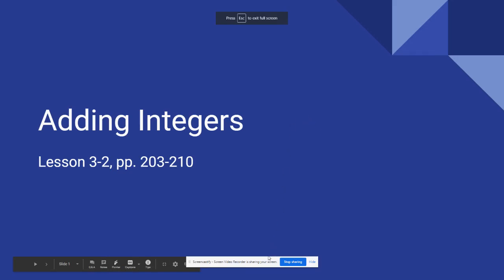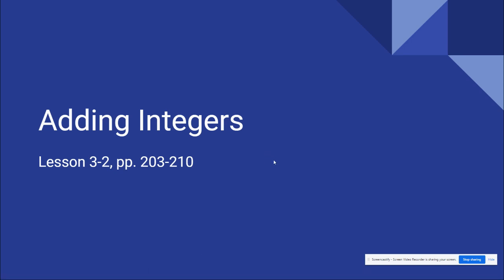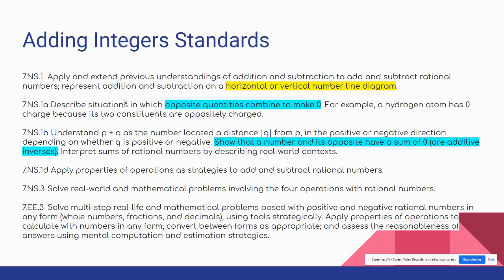On today's lesson, we're going to add integers, which is lesson 3-2, pages 203 to 210 out of your textbook. On that, there are 5, 6 standards here. I highlighted what I think is important out of those. Horizontal, vertical number lines are going to be used. And when you do that, horizontal is what you're used to. They lay flat. Vertical would be like a thermometer.